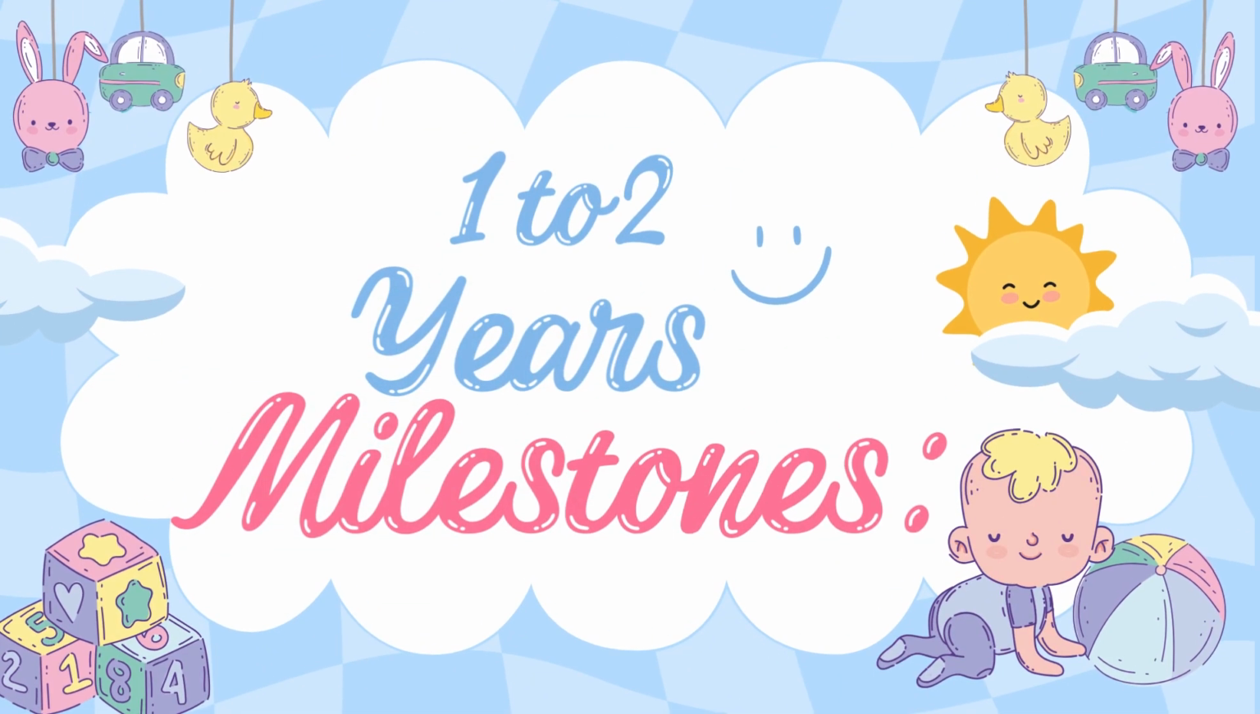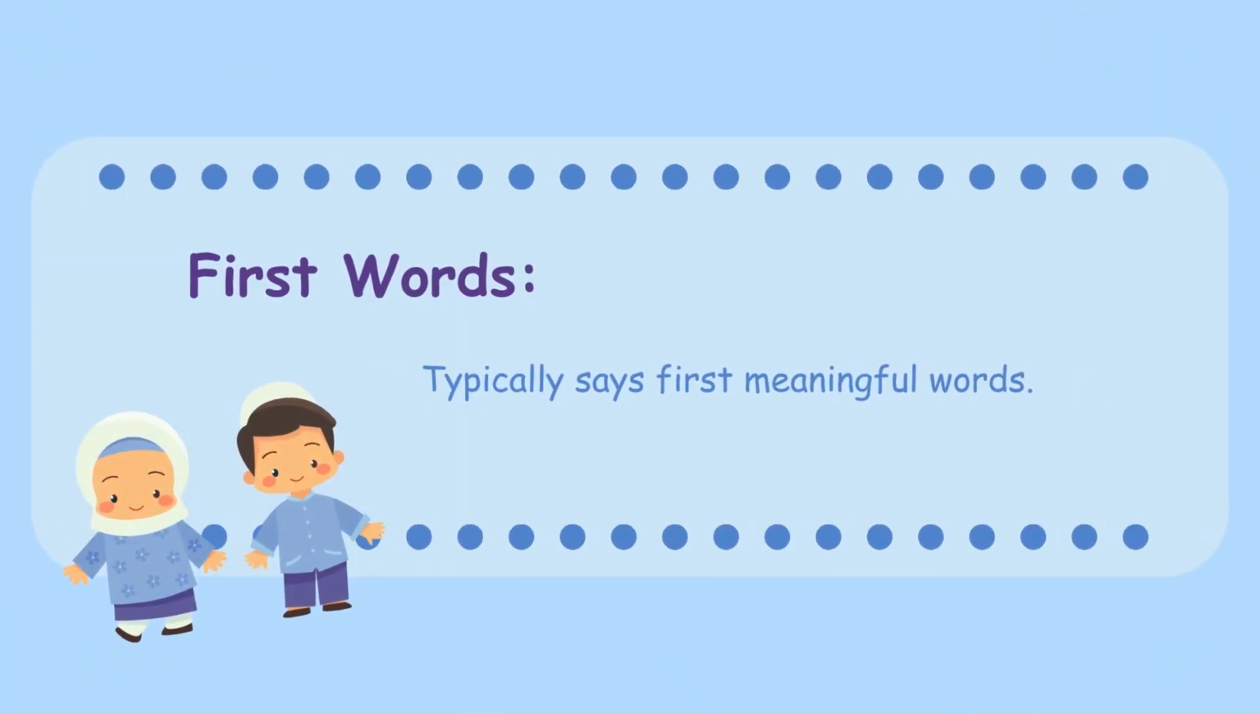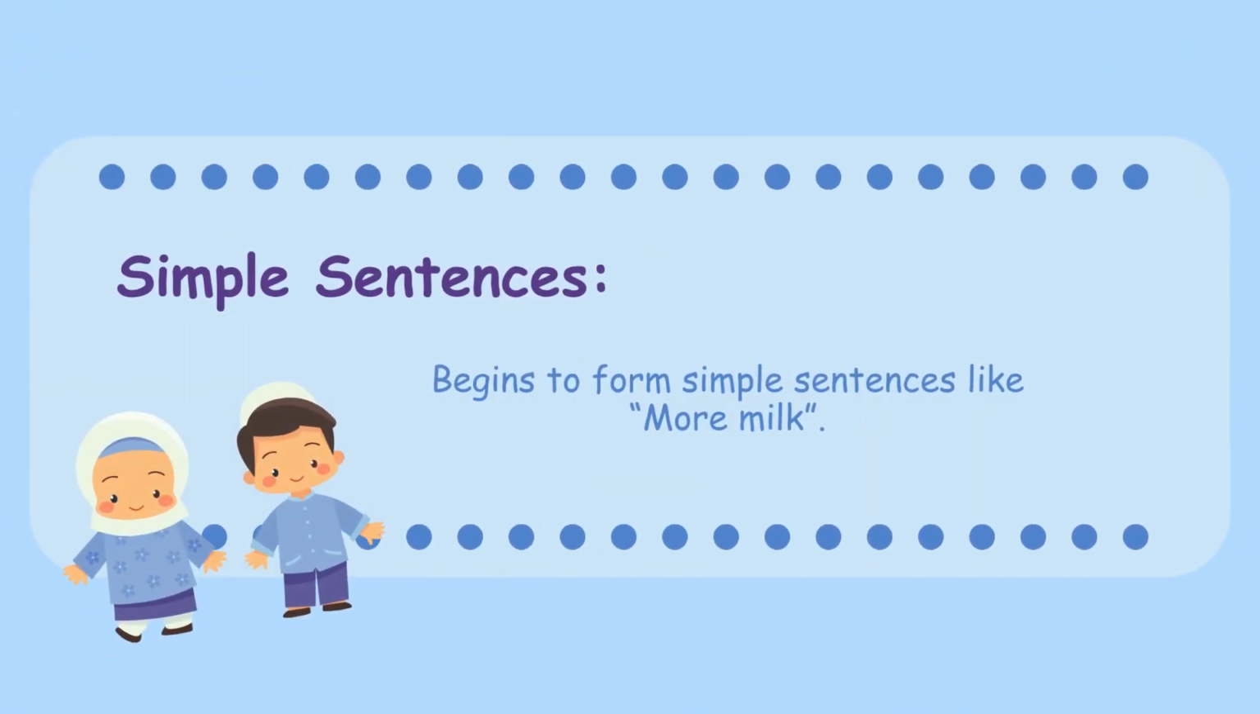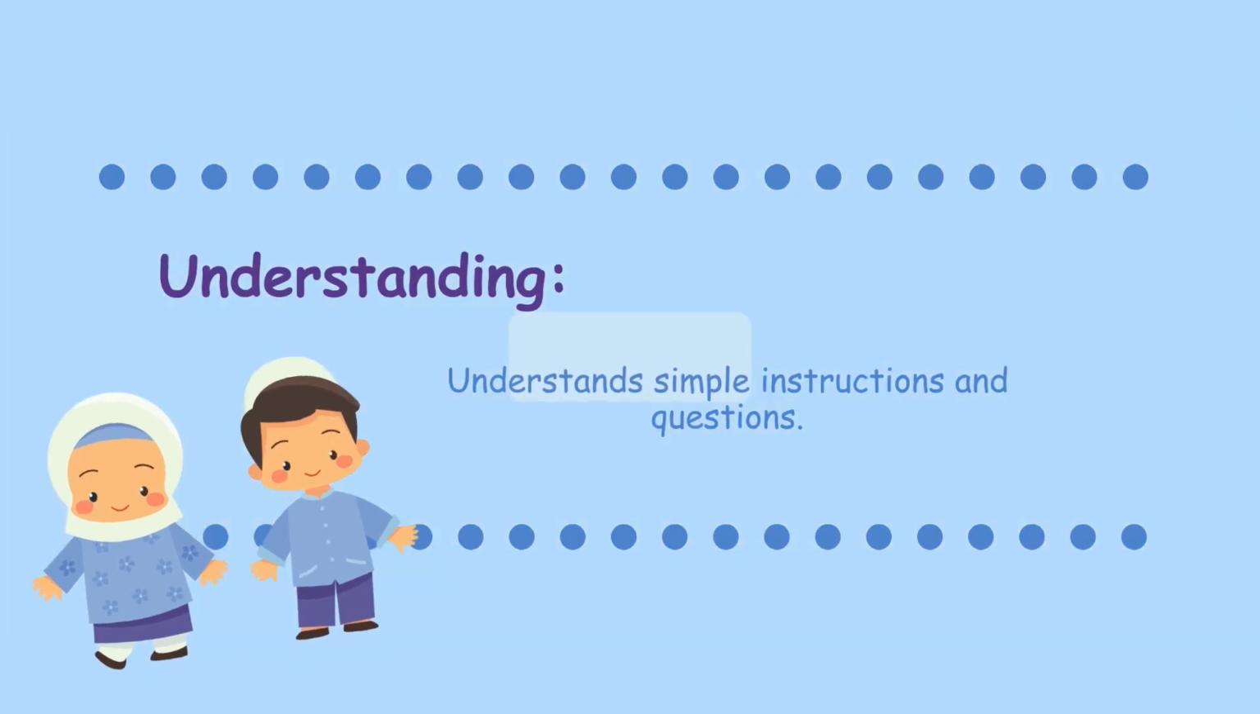1 to 2 years milestones. First words: typically says first meaningful words. Simple sentences: begins to form simple sentences like "more milk." Understanding: understands simple instructions and questions.